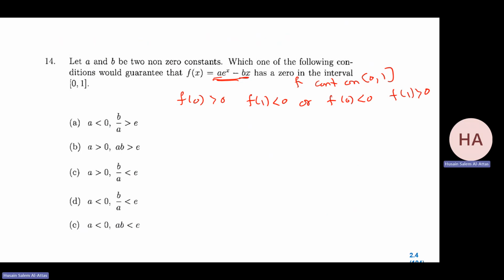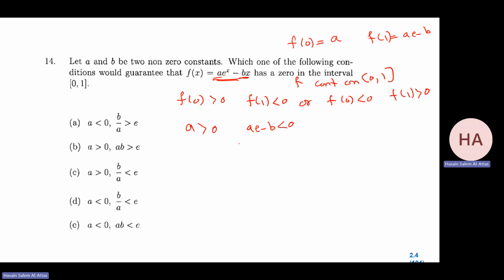What shall I do now? Let me discuss it one by one. What is f at 0? F at 0, I have a e to the power 0 minus 0, so I have a. Okay. What is f at 1? It will be ae minus b. Now, if a is positive, I need this to be negative.